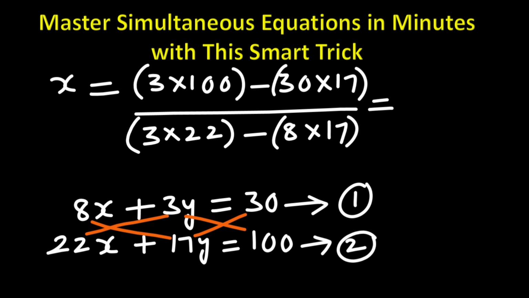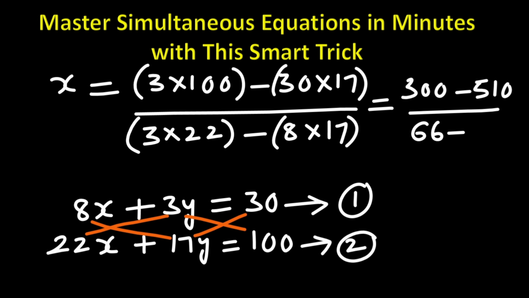So that equals 3 times 100. That's going to be 300 minus 30 times 17. That's going to be 510 divided by 3 times 22. It's 66 minus 8 times 17. That's 136. Let's simplify this further.